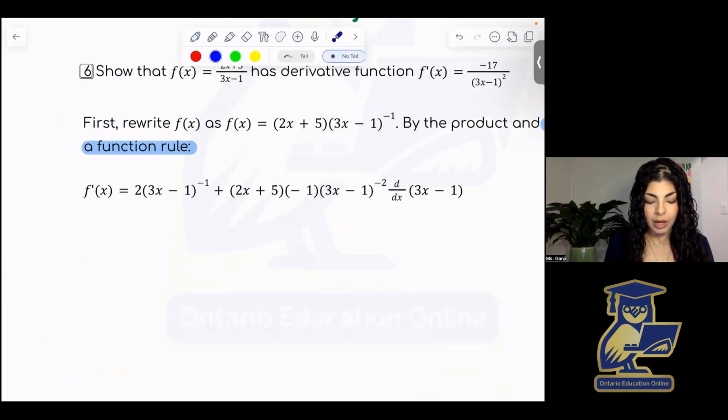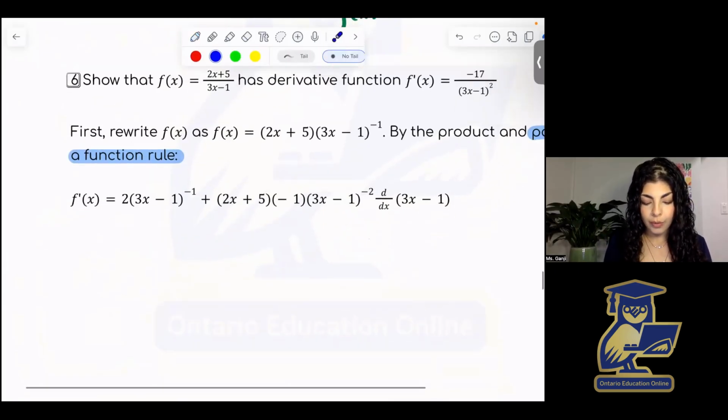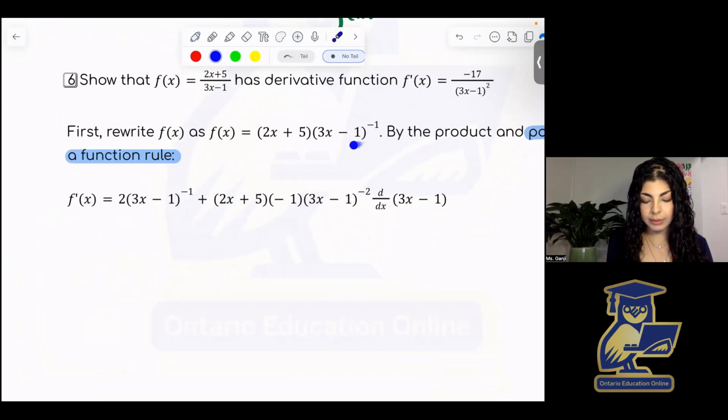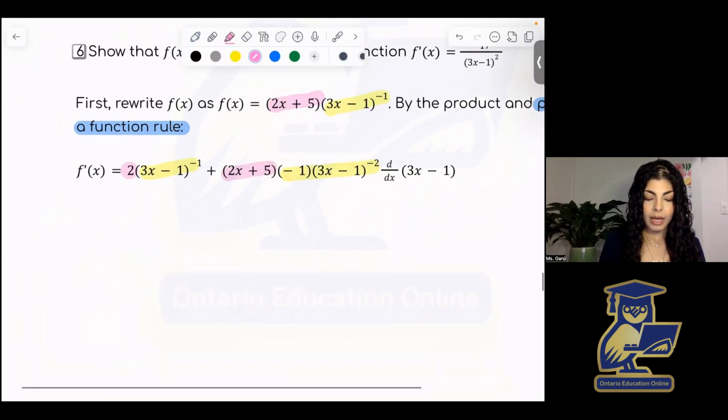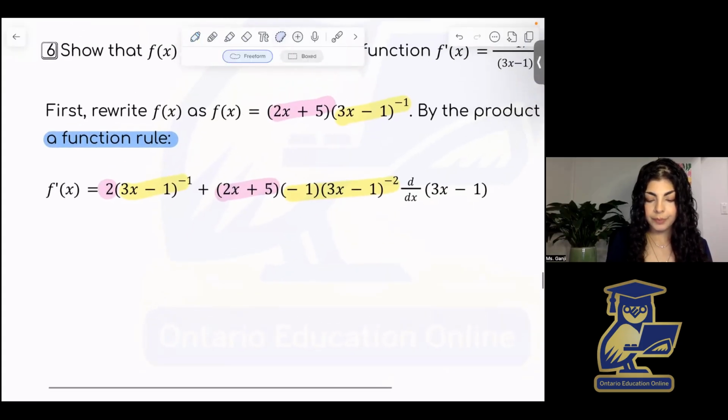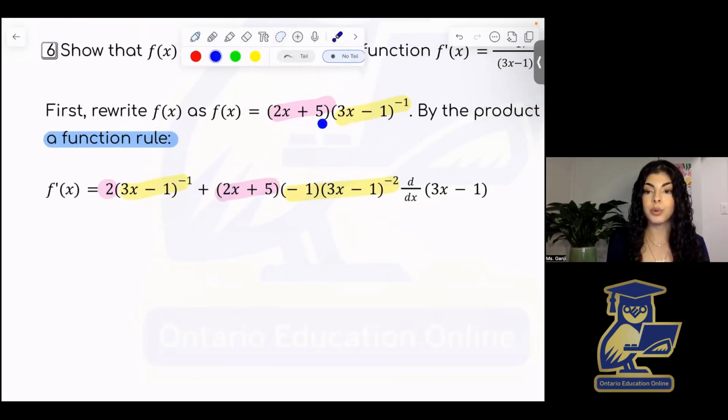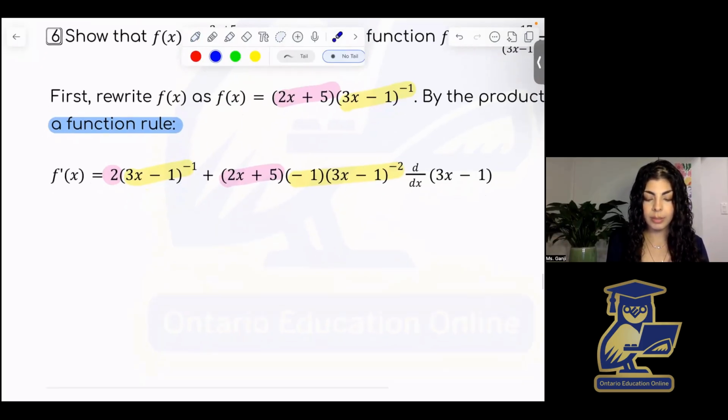Now here, I start with the product rule. So first thing, I'm just writing this second part. So let me get back to highlighting. Okay, so this is just the derivative of 2x plus 5, which by sum rule and constant multiple rule, we know it's just 2. And then we just multiply by the second function, which is 3x minus 1 to the power of negative 1.